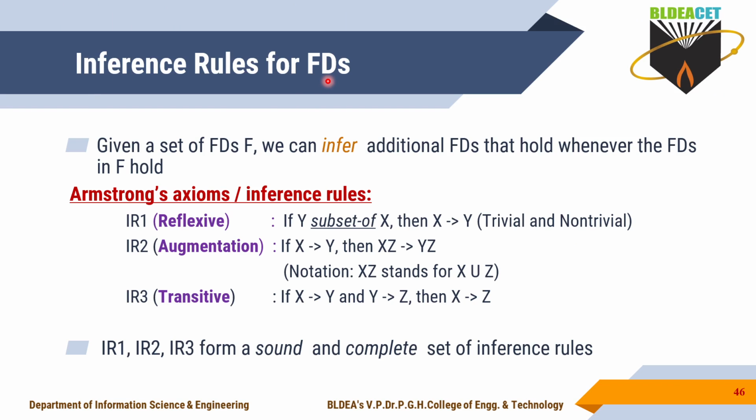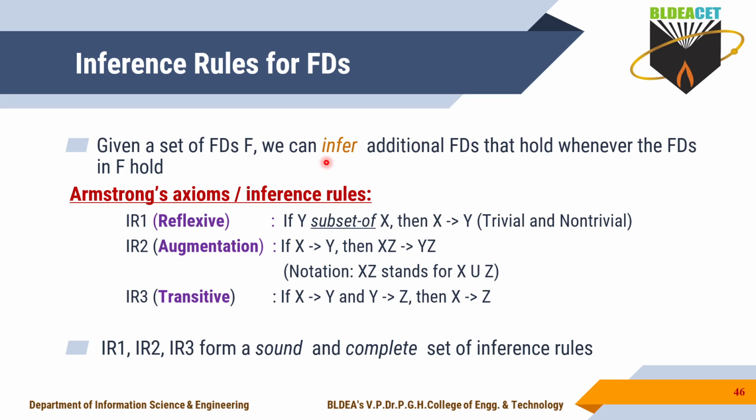We already know what functional dependency means. With the help of functional dependencies, we can derive new functional dependencies. Deriving new functional dependencies from the given ones is what we call an inference. So here, given a set of functional dependencies F, we can infer additional functional dependencies that hold whenever the functional dependencies in F hold.